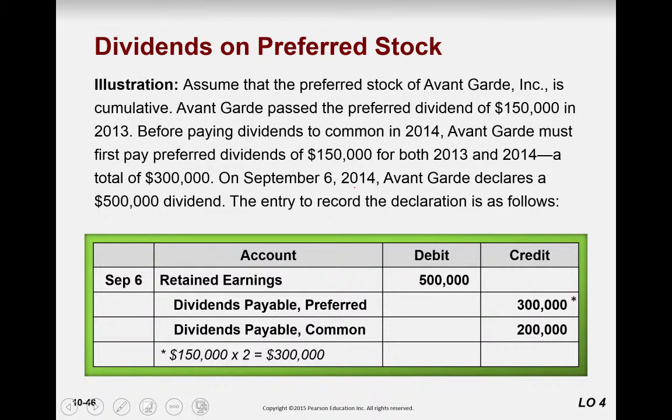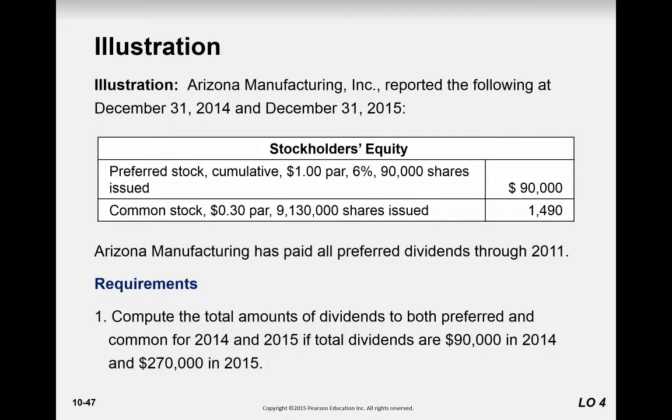So here, let's assume that our preferred stock is cumulative, and basically we passed the preferred dividend of $150,000. Before paying dividends to common, we must first pay our preferred shareholders $150,000 for both 2013 and 2014. So that's each year. On September 6th of 2014, we declared a $500,000 dividend. The entry to record all of these dividends: here's our $500,000, and then here's our dividends payable to preferred. They have to come first, and then our additional $200,000 for the common.